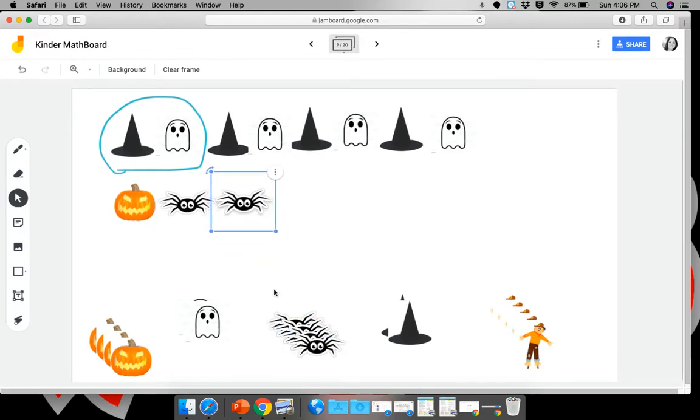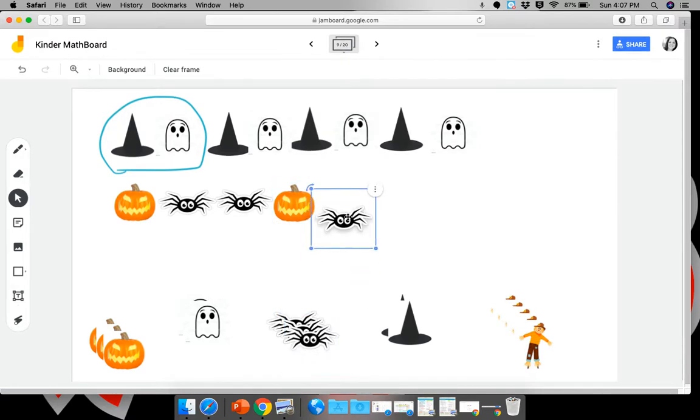All right, let's read this pattern together. Jack-o'-lantern, spider, spider. What part comes next? Who can shout it out? Jack-o'-lantern. All right, let's read it together. Jack-o'-lantern, spider, spider. Jack-o'-lantern. What comes next? Say it 2 times. Spider, spider.